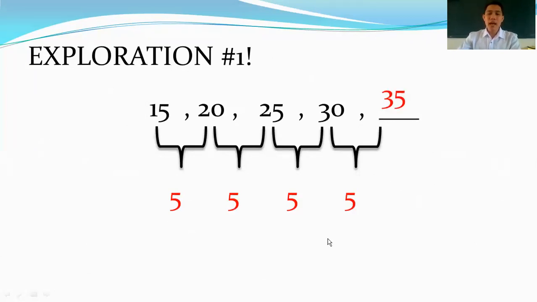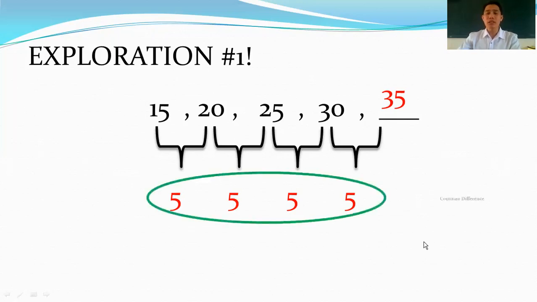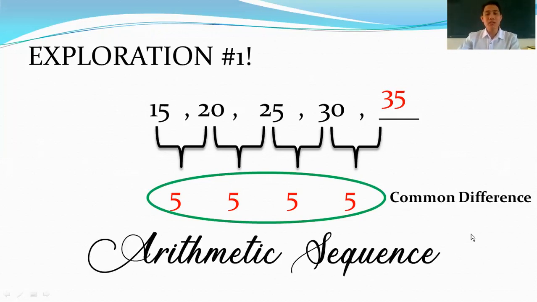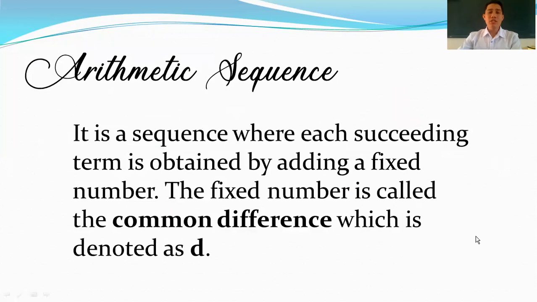As you can see, we have the same addends, which is 5. These 5 are what we call common difference. And if the sequence has the common difference, this sequence is what we call arithmetic sequence. Again, arithmetic sequence is a sequence with common difference. So this is the definition. It is a sequence where each succeeding term is obtained by adding a fixed number. The fixed number is called the common difference, which is denoted as d.